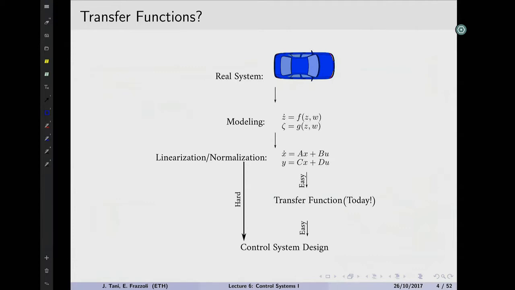But we noticed that if we approximate the behavior of these complex systems around some specific points through a procedure called linearization, we can describe the dynamics, that is the relationship between the input and the output and how they change in time, through this set of very special equations, which are the linear time invariant systems.